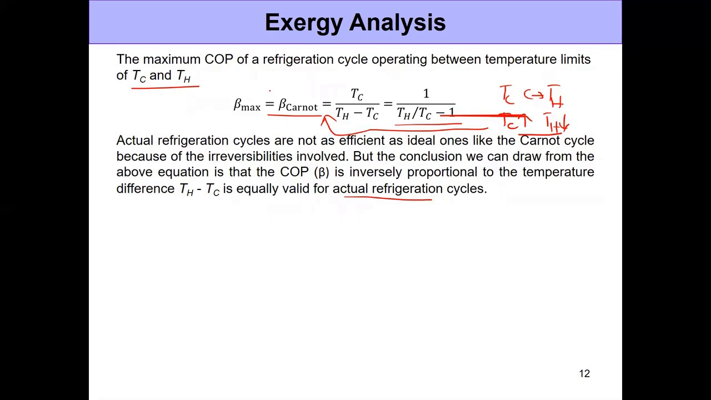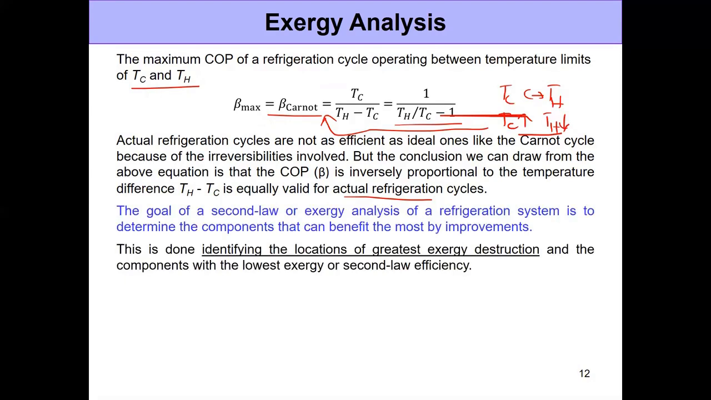It's a really simple tool that allows you to imagine what changes in TC and TH will change the COP of an actual cycle as well. Of course, the changes that you get in a Carnot cycle and an actual cycle are different, but they happen in the same direction, right? So an increase in TC will increase the beta for both Carnot and actual cycles, and a reduction of TH will again increase beta for both Carnot and actual cycles.